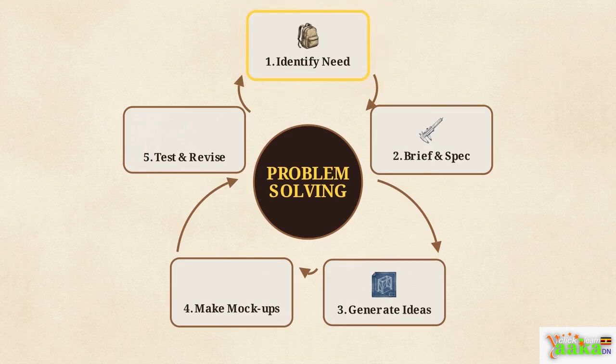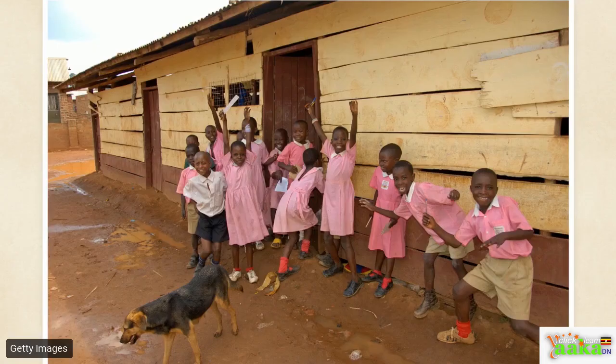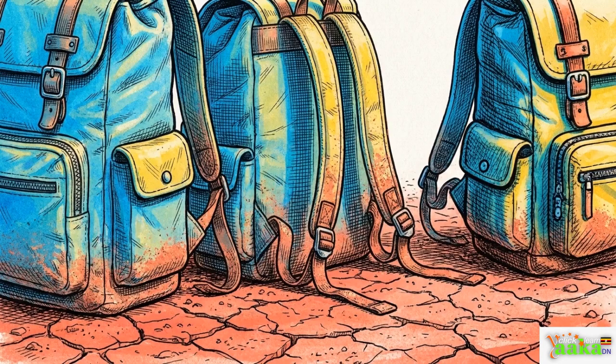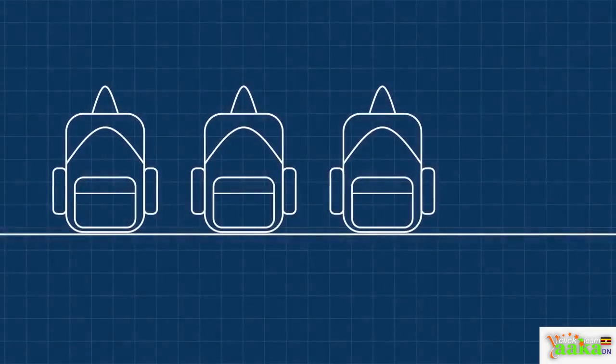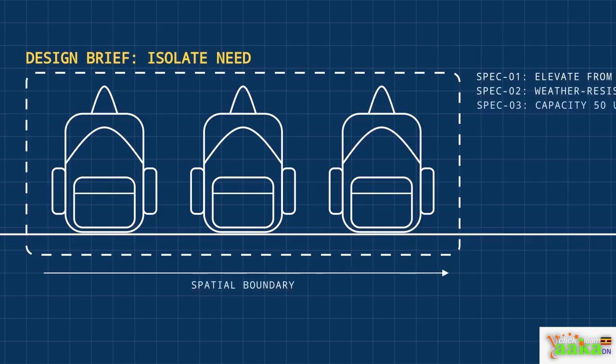The entire cycle begins with one phase, identifying a genuine need. Look at a typical morning assembly at this school. Between the cheering and the announcements, students are forced to put their backpacks straight onto the dusty dirt ground. By applying Step 1, identifying the need, we turn a daily annoyance into an actionable design project.